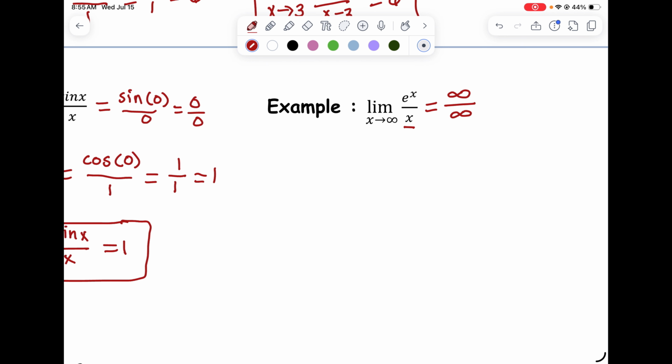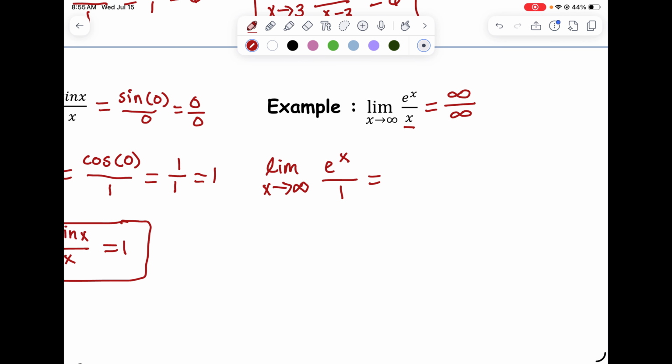Okay, so we're going to go ahead and differentiate. So we're going to do the limit as x approaches infinity. Now, the derivative of e to the x is just e to the x, and the derivative of x is 1. Now we're going to do the same thing we just did.